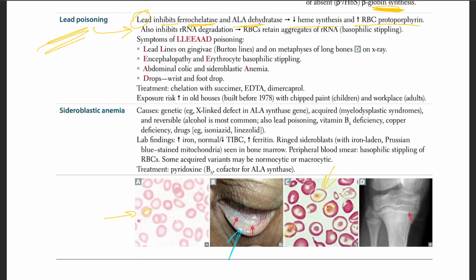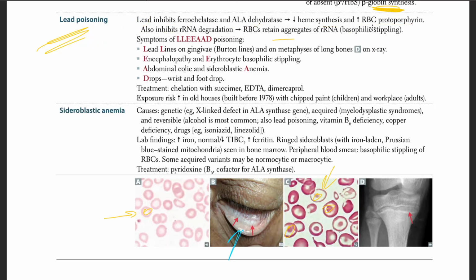Lead also inhibits ribosomal RNA degradation, which causes the RBCs to retain the aggregates of that ribosomal RNA, which will be seen as basophilic stippling.